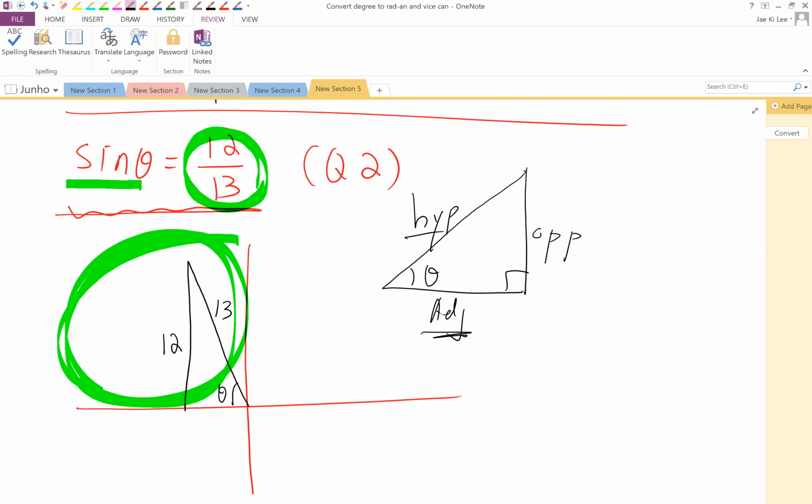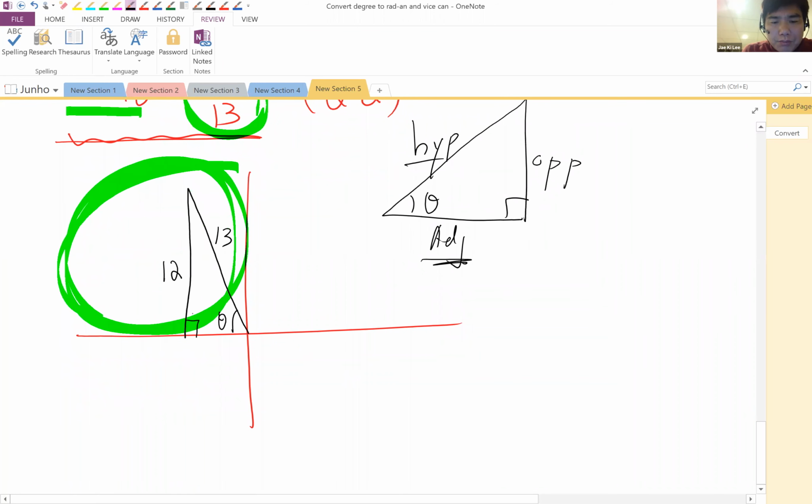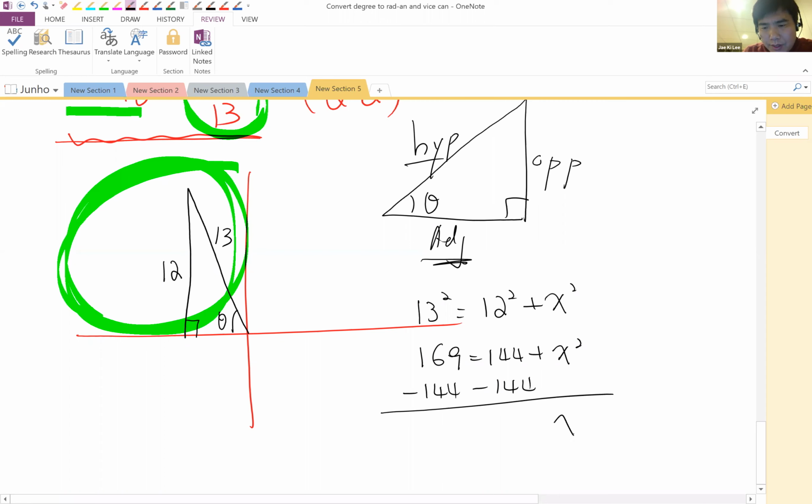Okay, then you use the Pythagorean theorem. So 13 squared equals 12 squared plus x squared. Then 169 equals 144 plus x squared, minus 144. So x squared equals 25. So we know x equals 5, right? But this is the second quadrant, so you take negative 5. Make sense?